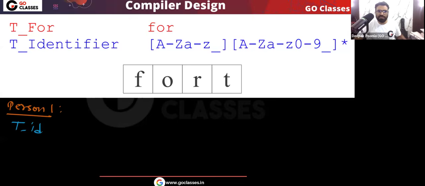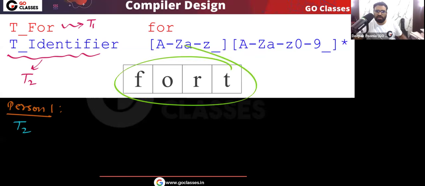Again, for simplicity, let me call it T1 and let me call it T2, so that I don't have to write these big names. So you can see what person one can say: okay, sir, generate token T2, meaning token identifier, that's it. Only one lexeme will be there, and this will be the generated token. This is what person one can say.